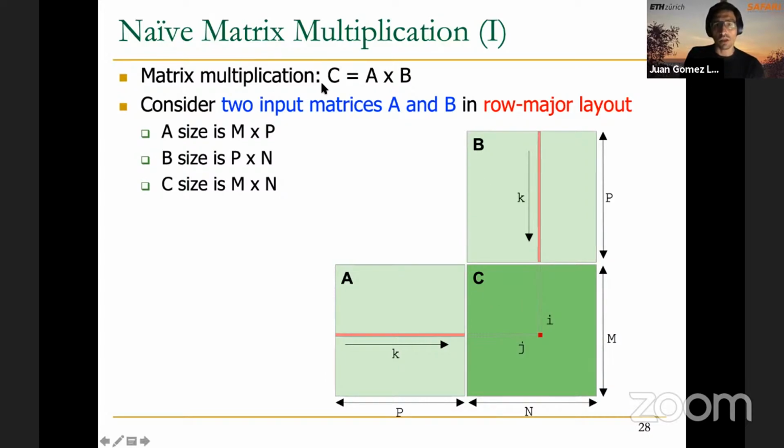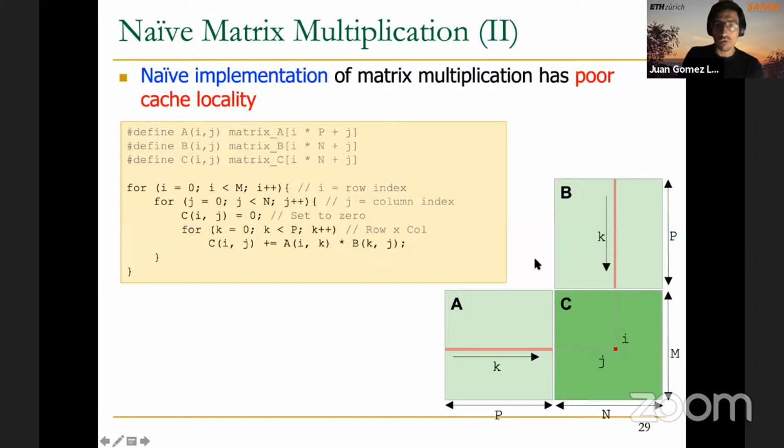Remember, in a matrix multiplication, we have two input matrices, A and B, and we produce an output matrix, C. So when we want to compute each of the individual elements of the output matrix, what we have to do is read one whole row from matrix A and one whole column from matrix B. And we can write some naive code to implement this matrix multiplication, and we can write something like this.